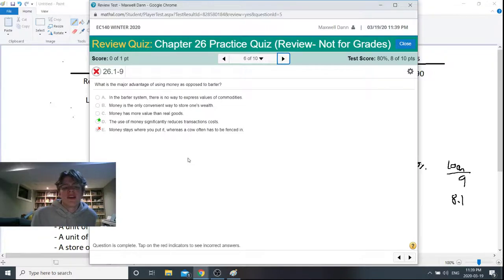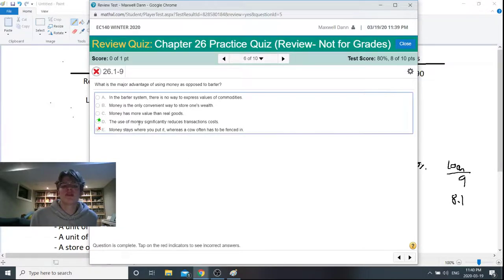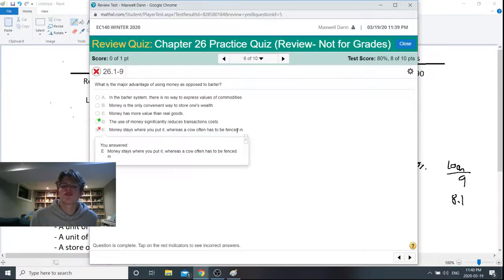This one is kind of subjective. I didn't get the right answer right away, but it's talking about the major advantage of using money. The use of money significantly reduces transaction costs. That's what they were trying to get at here.